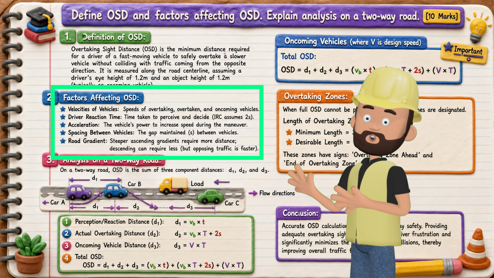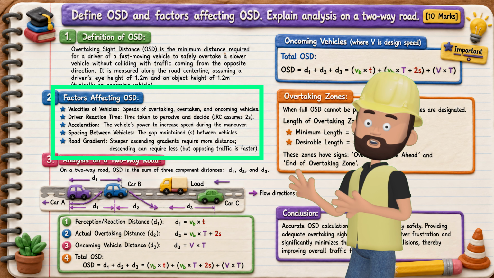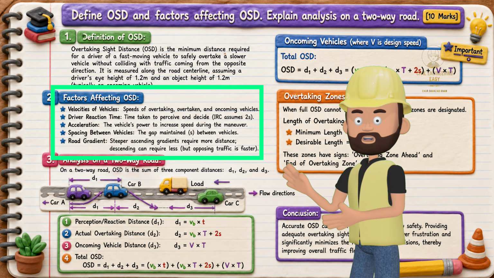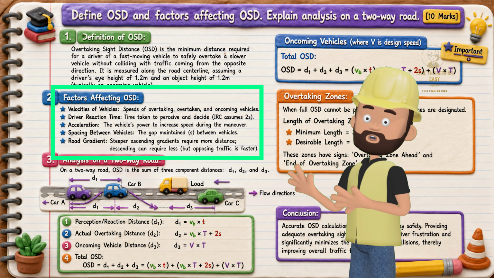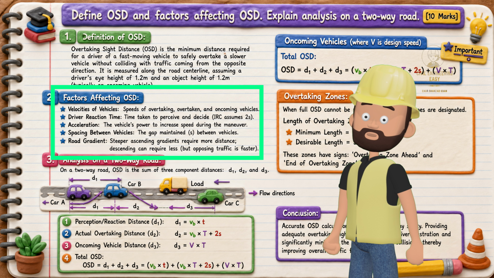Second, driver reaction time. This is the time taken by the driver to perceive the situation and decide to overtake. The IRC, or Indian Roads Congress, assumes a standard reaction time of 2 seconds. Third, acceleration. This refers to the overtaking vehicle's power to increase its speed during the maneuver. Fourth, spacing between vehicles. This is the gap maintained, denoted as S, between the vehicles.